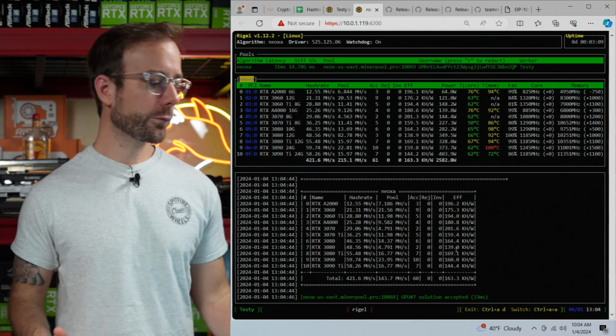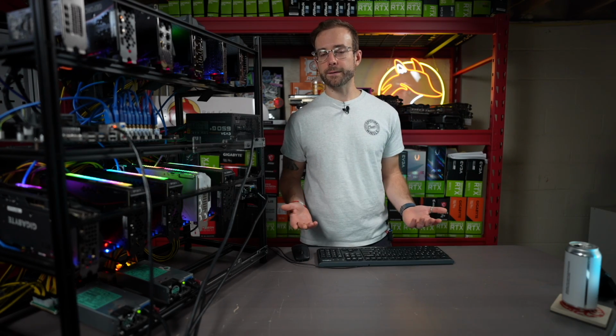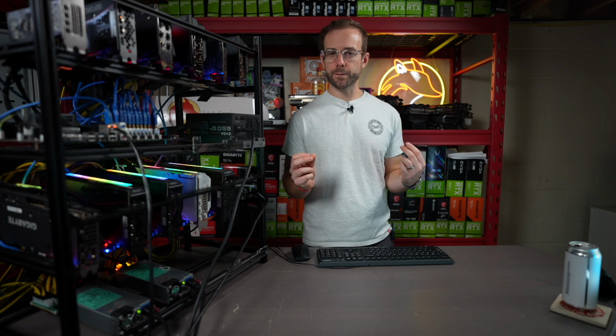So the three that I really think are the best from all of the testing I have done are gonna be Rigel, T-Rex, and GMiner. T-Rex seems to give just a little bit of a boost in performance and efficiency, but the other two are either on equal ground or maybe just a little below.